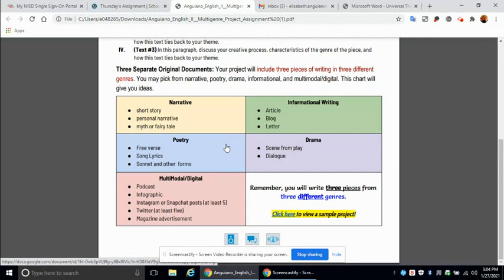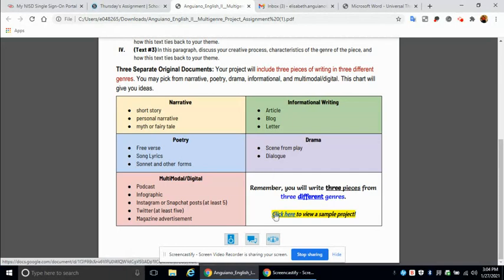Okay, so mine would fall under narrative, poetry, and multimodal, right? If I'm going with what I'm talking about. So my short story, my poem, my infographic. Okay, and so those would be the three pieces that I would include in my final product.